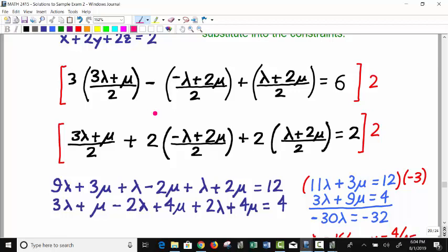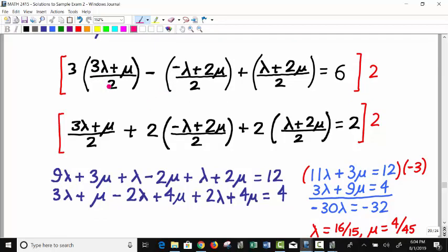Alrighty, so it looks kind of bad, but it's not that bad. So we're going to distribute the 2. The 2 is now gone, so distribute the 3. We have 9 lambda plus 3 mu. Distribute the negative, so that makes that plus mu, lambda minus 2 mu. And then plus lambda plus 2 mu. The bottom one, 3 lambda plus mu minus 2 lambda plus 4 mu plus 2 lambda plus 4 mu equals 4.